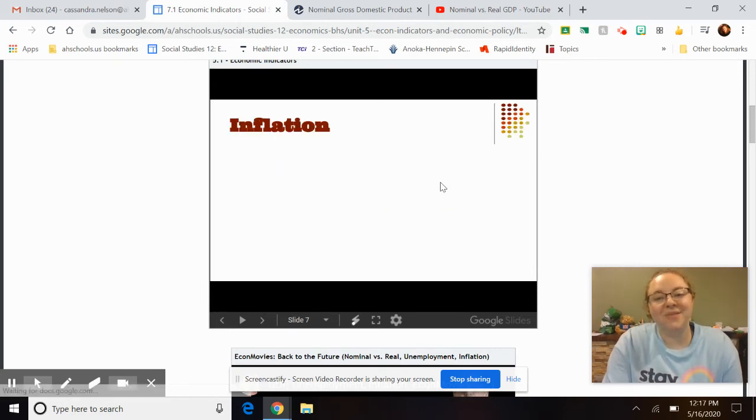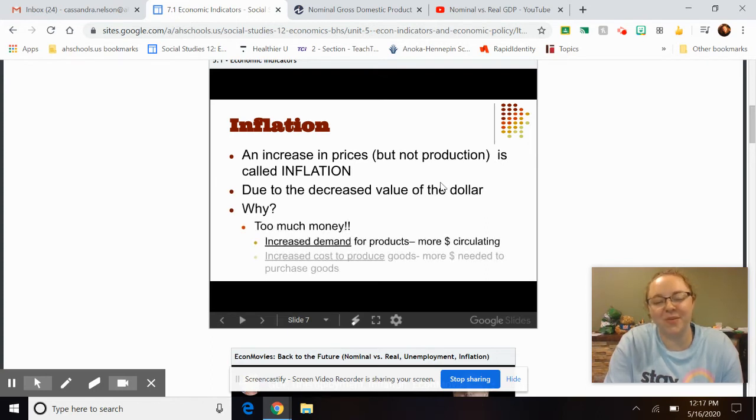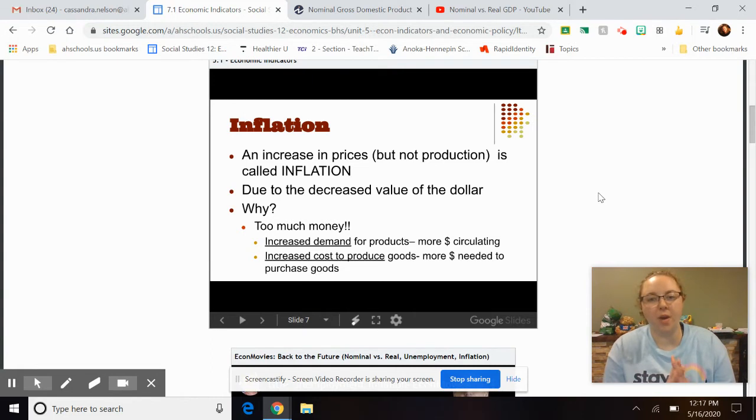Okay, so we have inflation. Inflation, this might get you a little bit. Inflation is when we have an increase in prices, not in production. We're not making more of a product. The price is simply going up. Well, why is the price going up? Because the value of the dollar is decreasing.